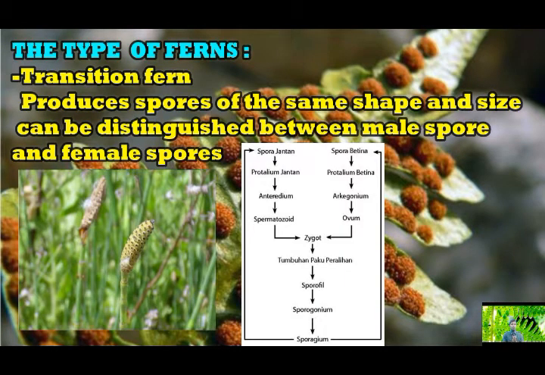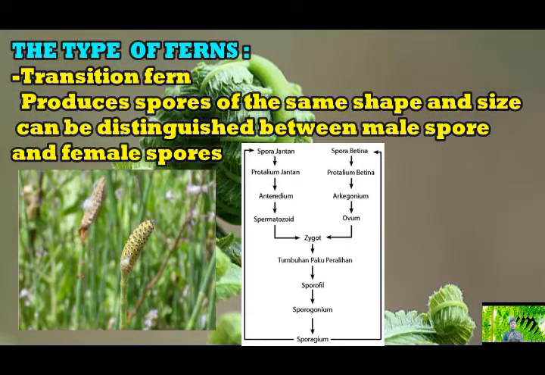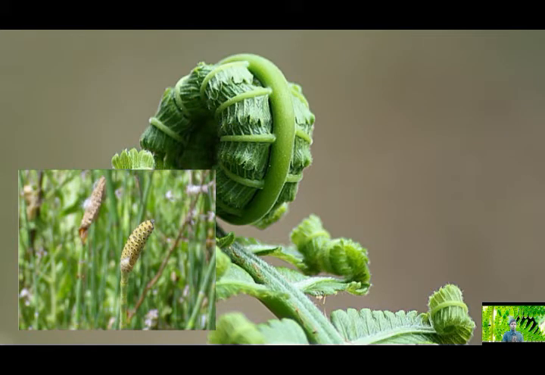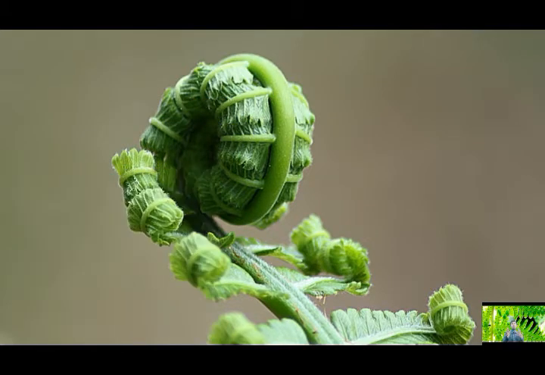And transitional ferns. What's the meaning of transitional ferns? Transitional ferns are ferns that produce spores of the same shape and size, and the male and female gametes are known or can be said to be distinguished between male and female spores. For example, Equisetum debile or horsetail.